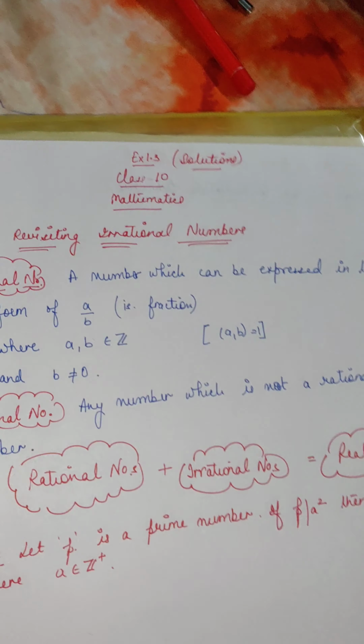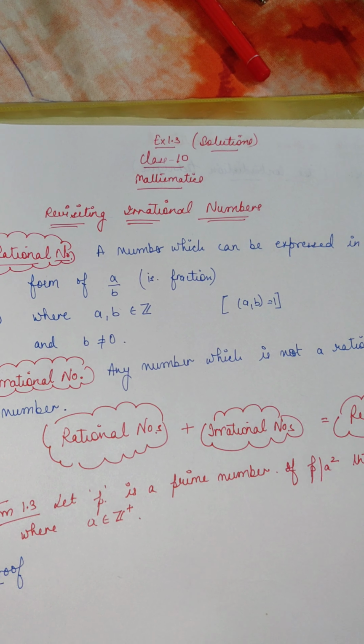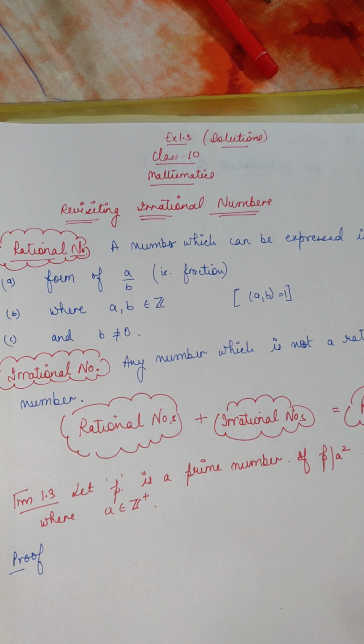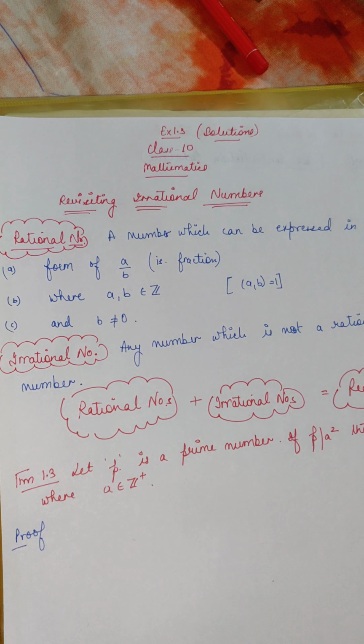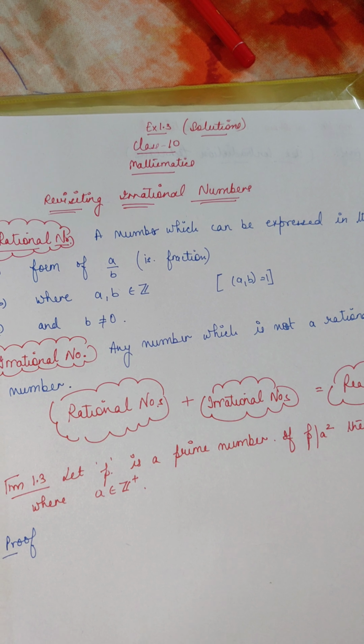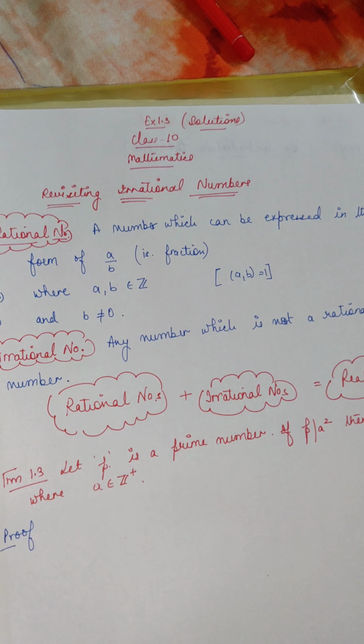But again, I am giving you the definitions which are useful in this section. So the first definition is rational number. What is a rational number? To define an irrational number, we need to know what is actually a rational number first of all. So what is a rational number?